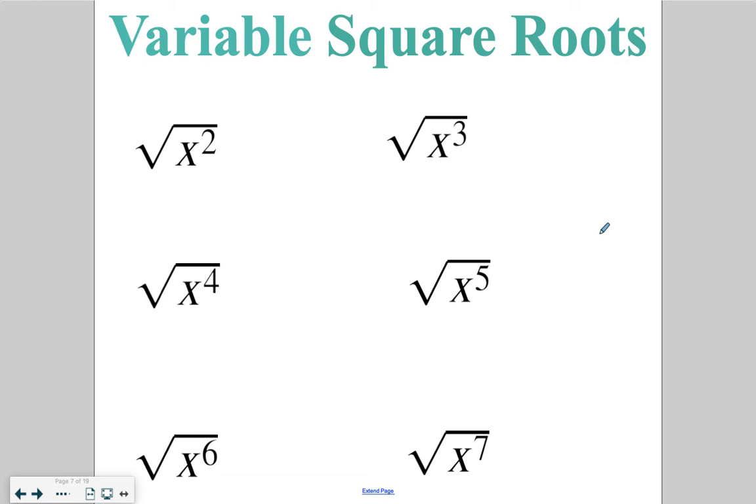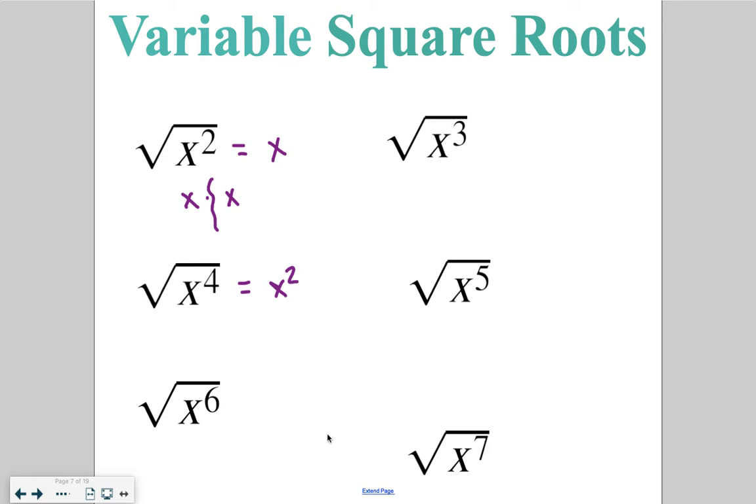We also need to look at variable perfect squares. For example, the square root of x squared is just x, because x times x gives us x squared. If I want the square root of it, I'm breaking it into its 2 factors, and that's just x. The square root of x to the 4th is x squared. And if I come down here to the square root of x to the 6th, that's going to give me x to the 3rd.